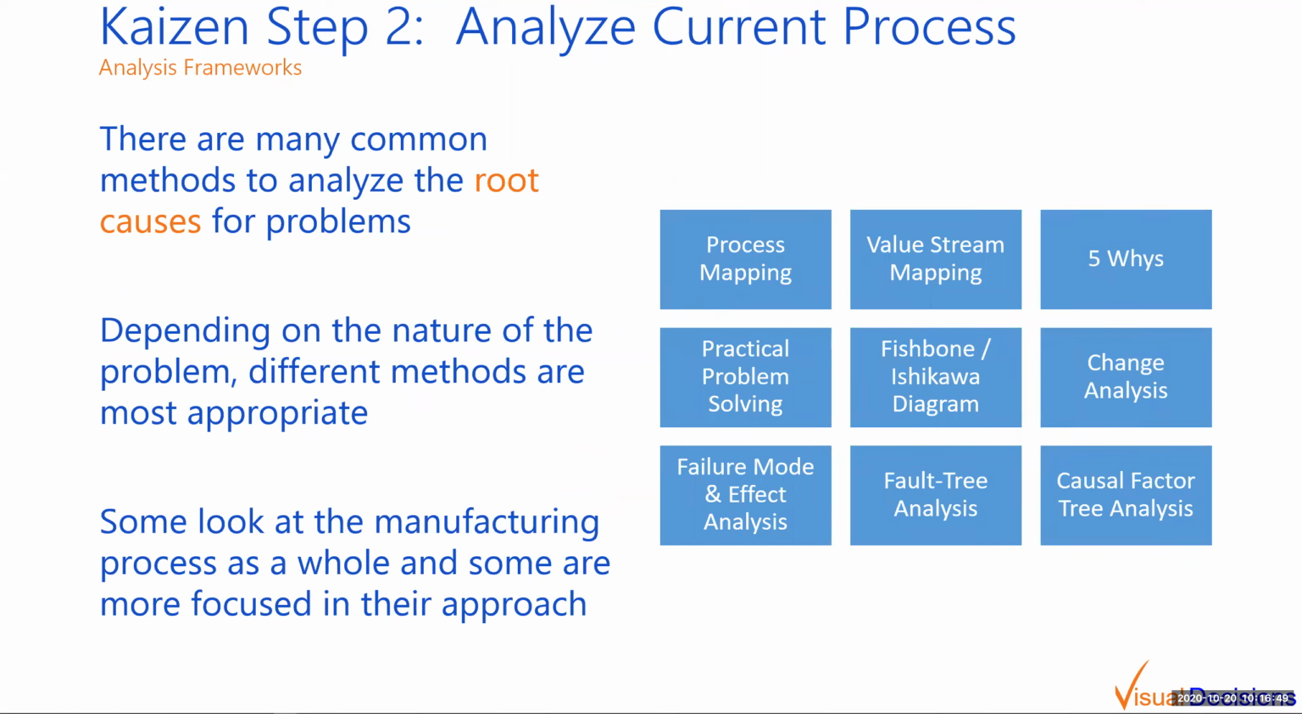So once we know all the problems in the business, once we understand how big they are, and which ones I want to work on first, the next step is actually running the Kaizen process on that problem. And so the first step, or second step, is to analyze the process. There are a lot of different methods for analyzing the root causes for problems and understanding the process itself. Depending on the nature of the problem, different methods are most appropriate. And depending on the people that are involved and their skill sets, you may choose different methods for doing that.